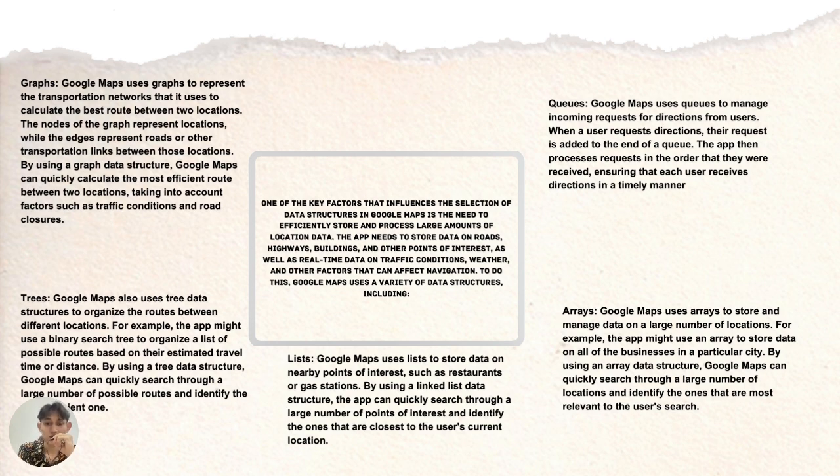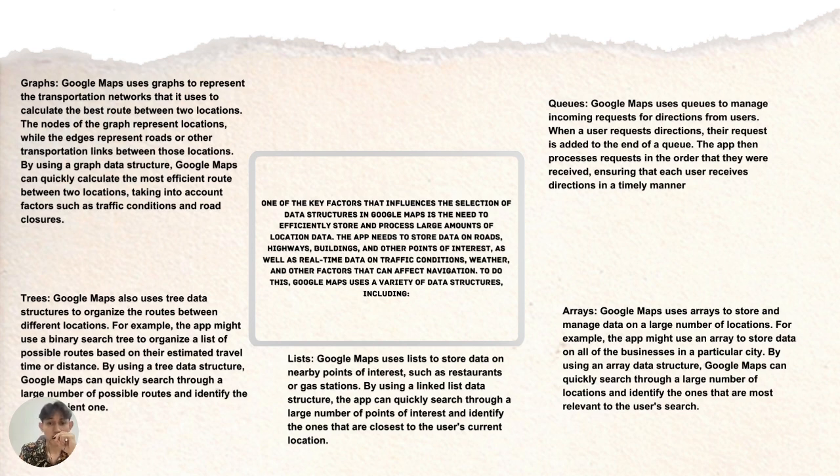The fourth one is about arrays. Google Maps uses arrays to store and manage data on a large number of locations. For example, the app might use an array to store data on all of the businesses in a particular city. By using an array data structure, Google Maps can quickly search through a large number of locations and identify the ones that are the most relevant to the user's search.